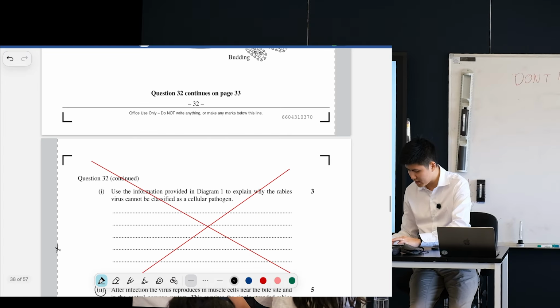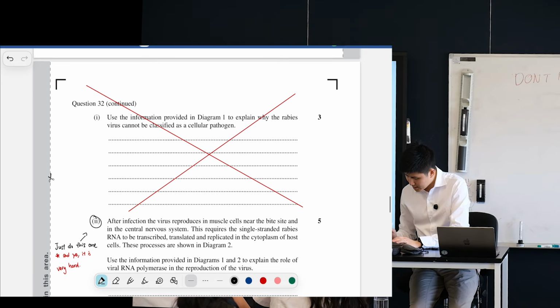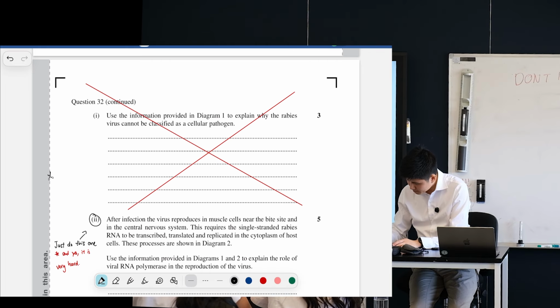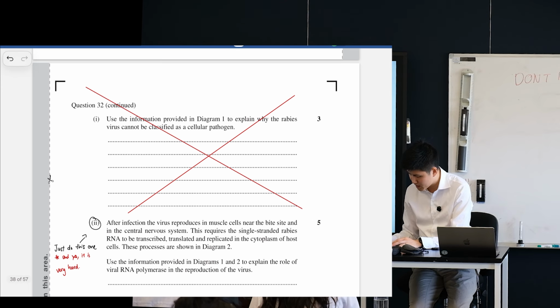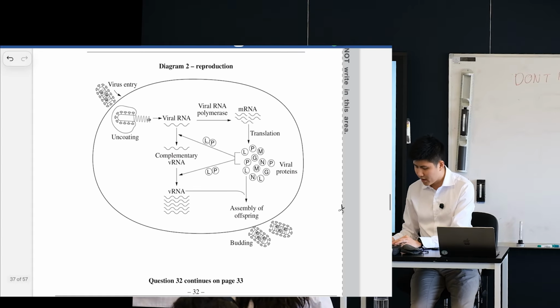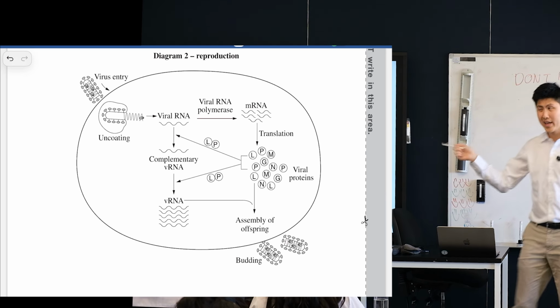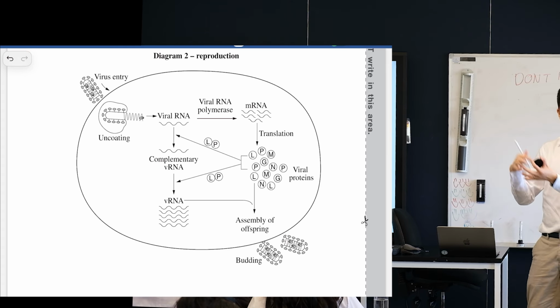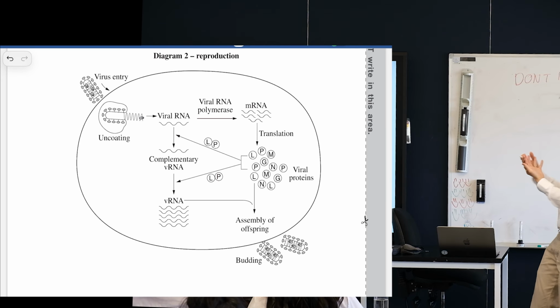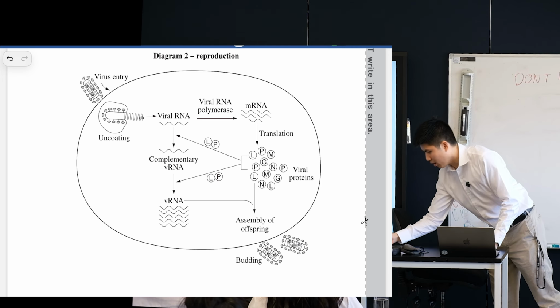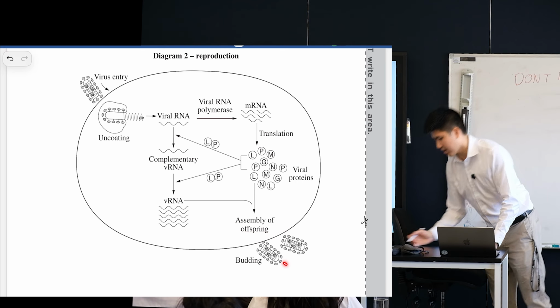Well, I'll look at the question first. It says the RNA gets transcribed, translated, and replicated in the cytoplasm of host cells, right? So it's 5 marks, and we have to use the diagrams to explain the role of RNA polymerase in the reproduction of the virus. So what I have to do here is figure out how I can see all the processes of transcription, translation, and replication here, and we can link that to how this leads to the creation of more offspring or more viruses at the end, right?